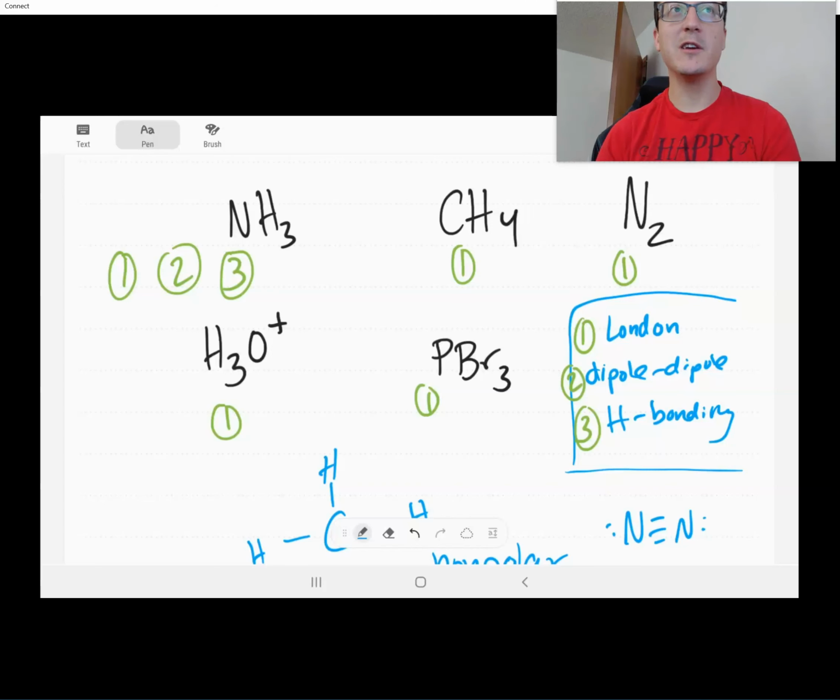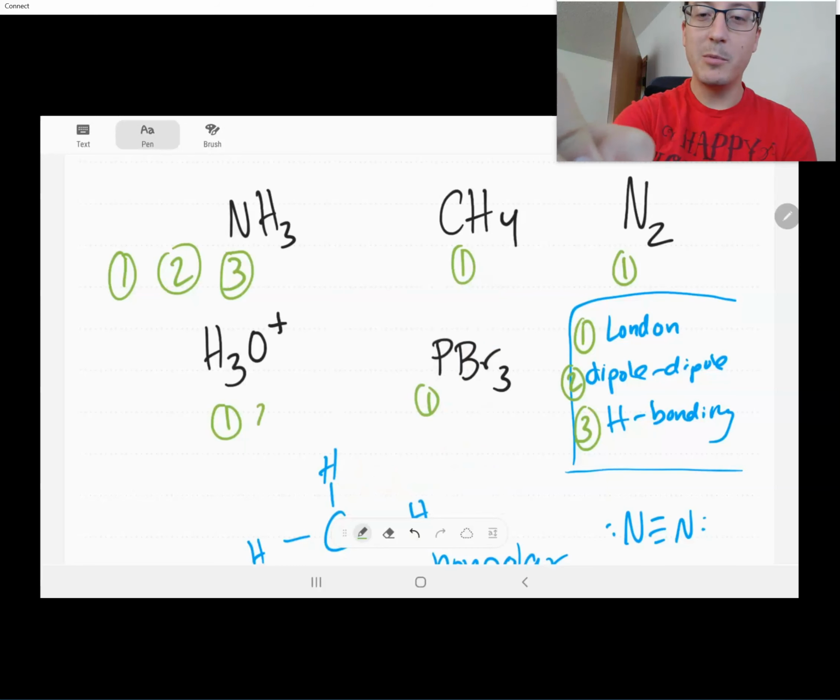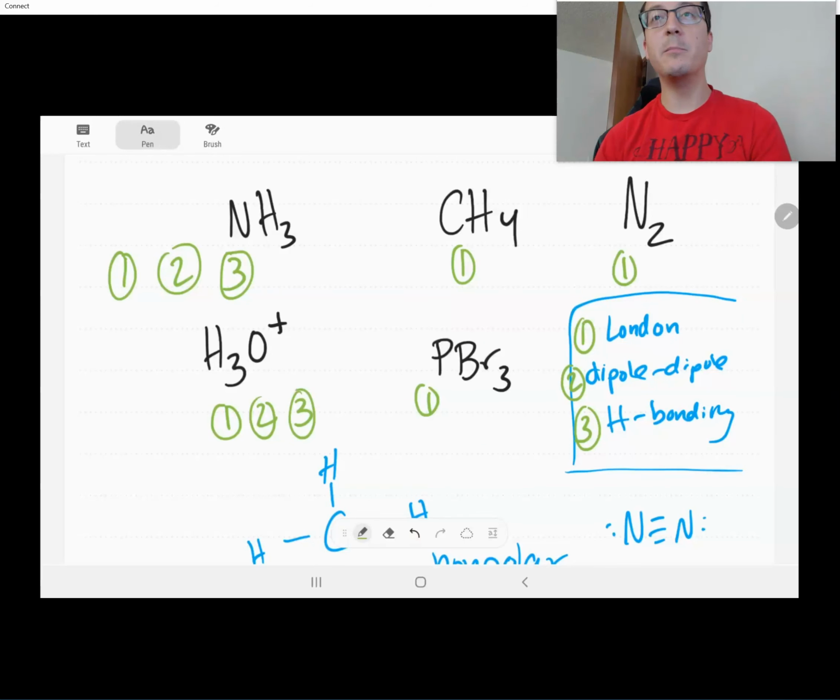All right, how about hydronium? All 3, I agree. Hydronium will be polar. You'll see that you have a lone pair on the oxygen, and that means there's a difference. So it's a polar molecule, and it can do dipole-dipole. We also see that we have oxygen bound to a hydrogen, and that's going to give us our criteria for hydrogen bonding.